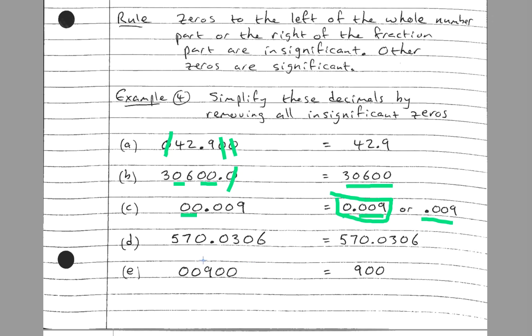Part D of this example, I hope you see there are no insignificant zeros here, so this doesn't simplify. We need to keep all of these. And this one looks symmetrical. Is this confusing?